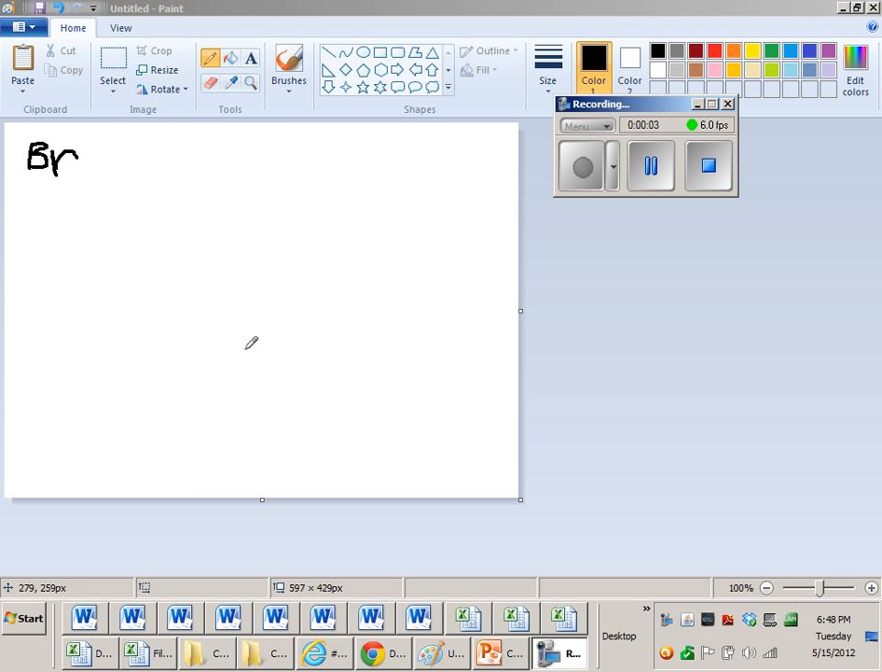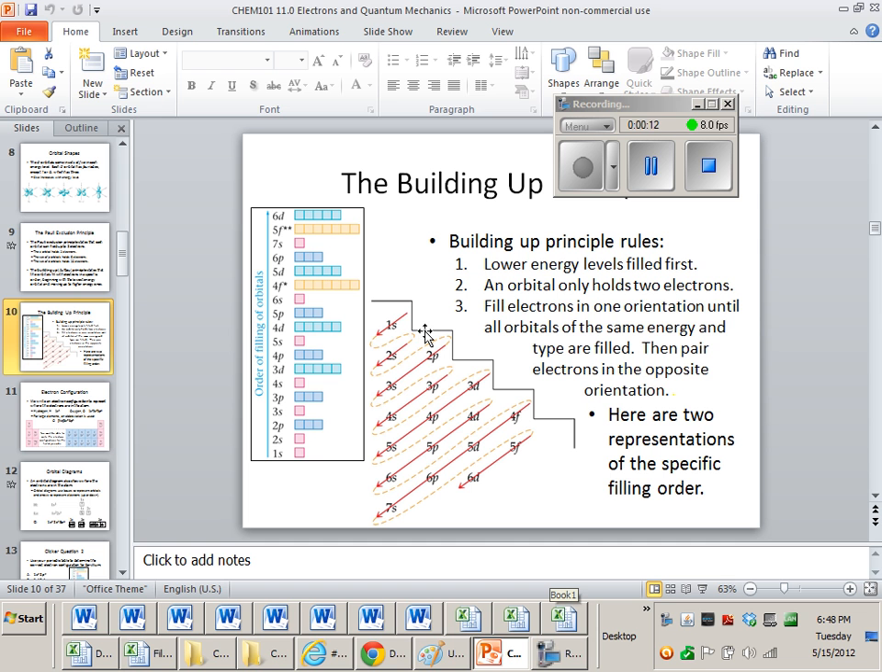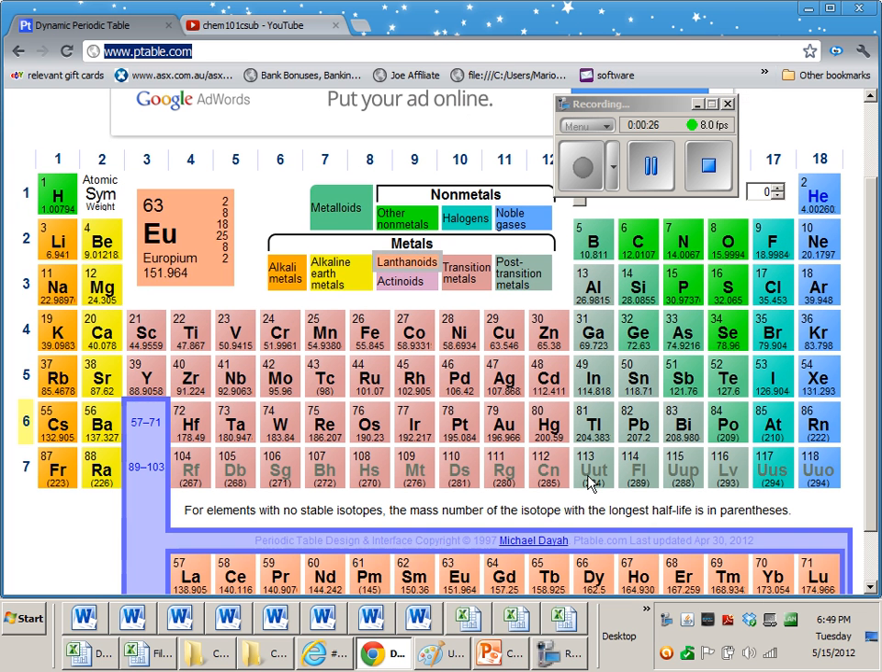We can figure out the electronic configuration for bromine, and we'll use the Aufbau principle. That is, we're going to fill up the lower energy orbitals first, moving on to higher energy orbitals until we've run out of electrons. So I guess the first thing we should look at is the periodic table, find bromine.